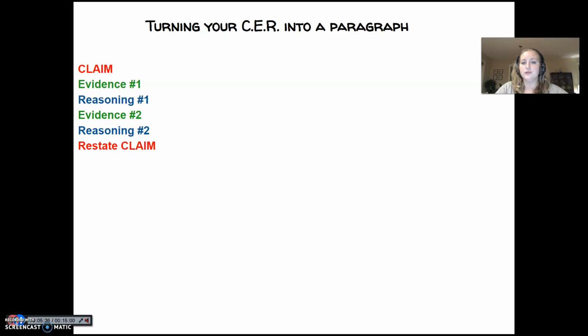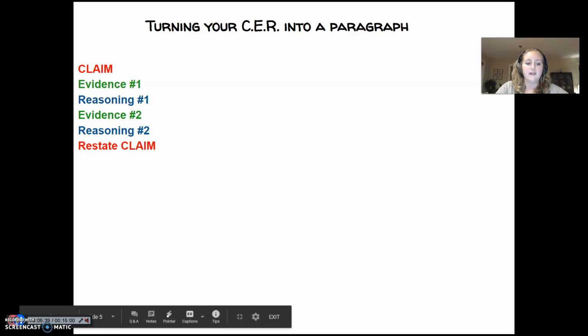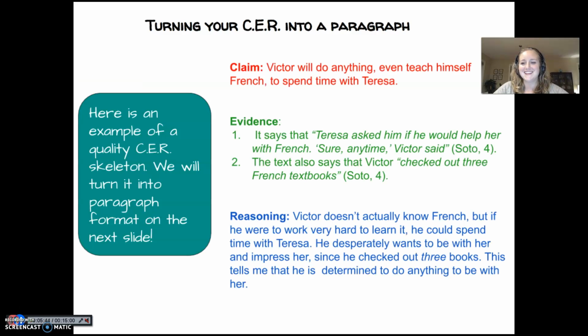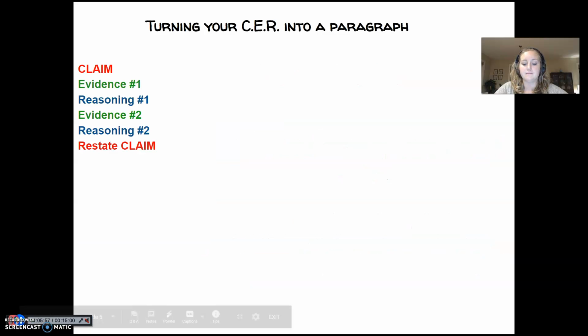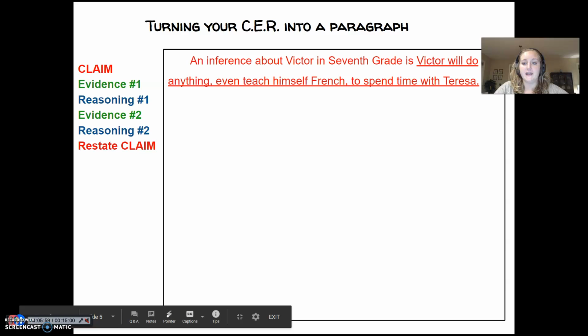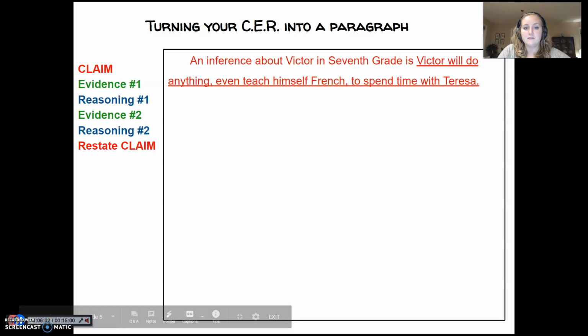Now I'm going to show you an example of how you could take this skeleton and turn it into paragraph form. Everything is color-coded, and everything that comes directly from the skeleton is underlined, so keep that in mind. We start with the claim. An inference about Victor in 7th grade is Victor will do anything, even teach himself French, to spend time with Teresa. Notice, you guys, that the part that's underlined is the part that came from the skeleton.